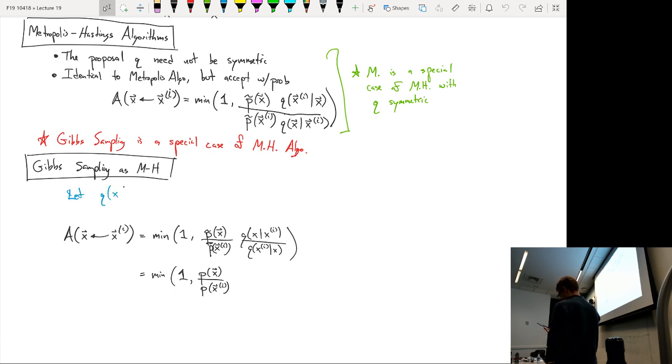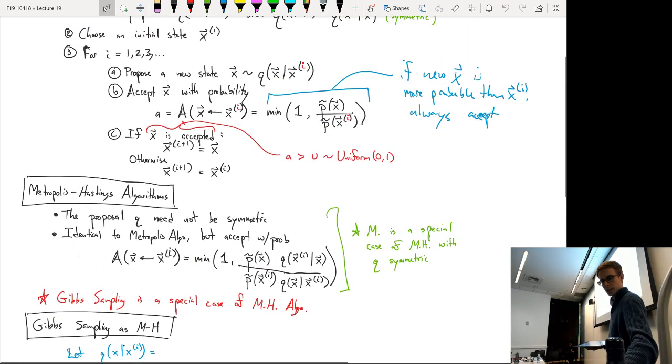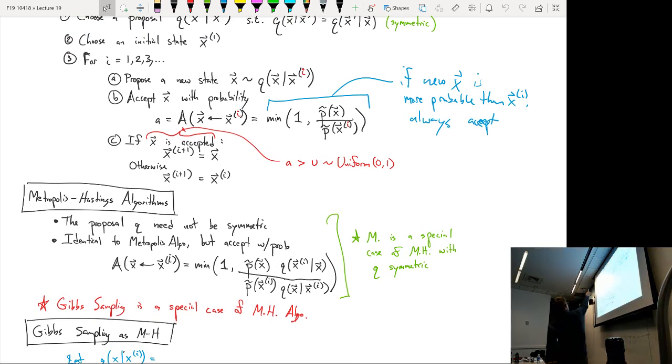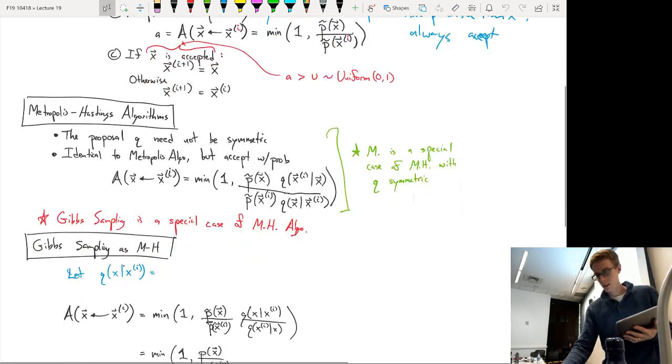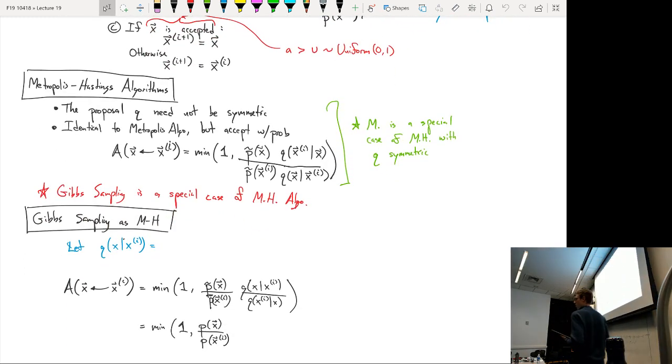So Q of x given xi equal what? Remember, in Metropolis-Hastings, the idea is that you propose some new state x from Q of x given xi. And what I want is to get some probability that we would use for proposing states out of the Gibbs sampler.